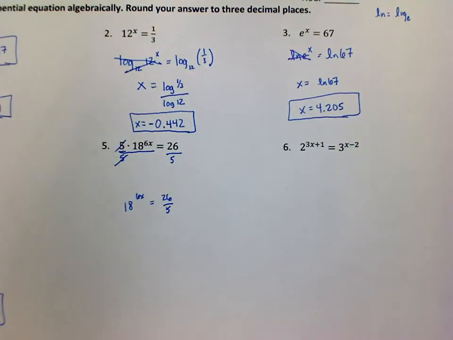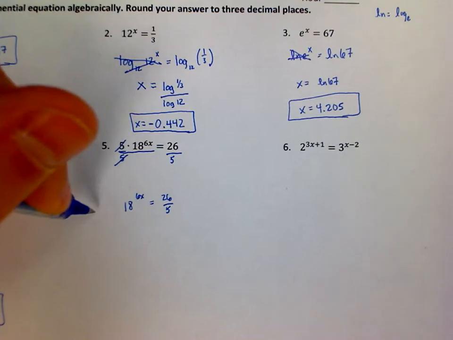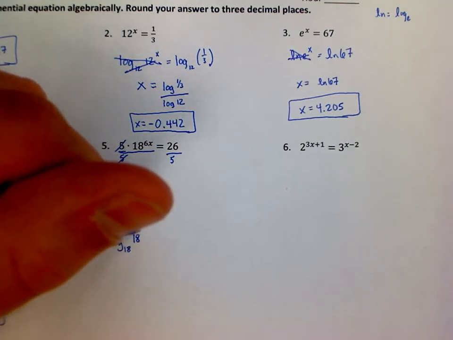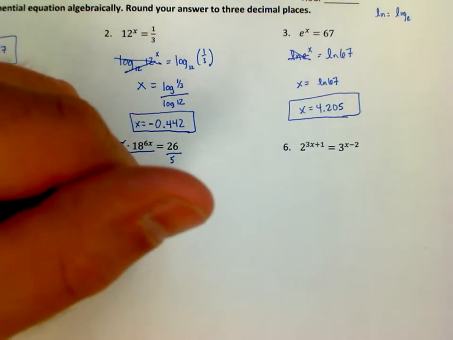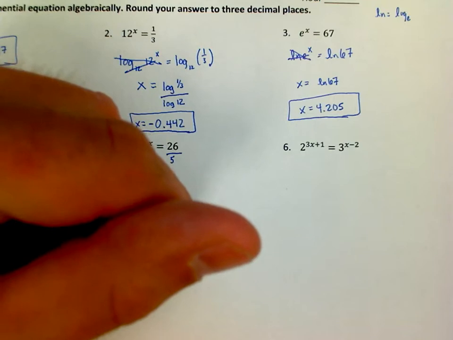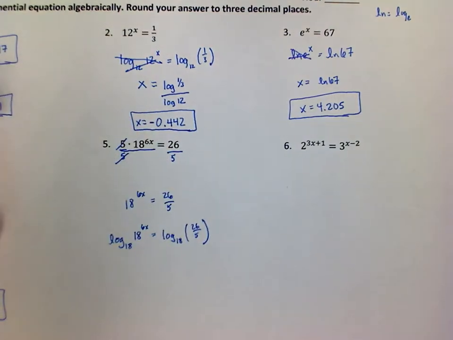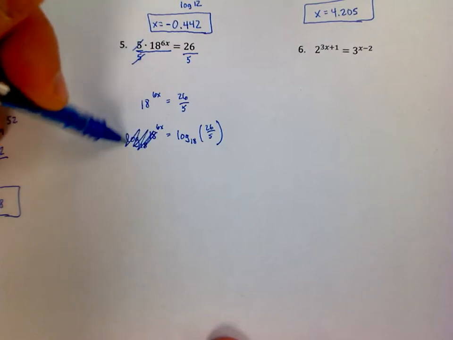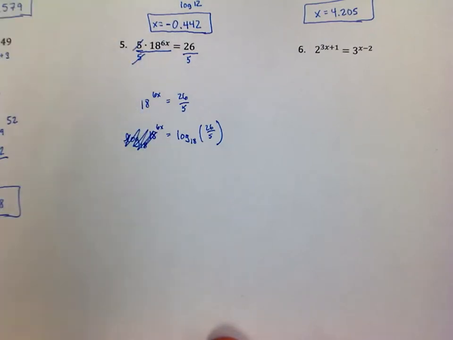Now, I'm going to do log base 18 of both sides. I'm choosing 18 once again because that's the base of the exponent. Log base 18 of 26 fifths. This is getting messy, right? But it's all right. And when I do that, that's going to cross out all this stuff, and it's going to leave me not with an x this time. Here's another twist. It leaves me with the 6x, it leaves me with the exponent.